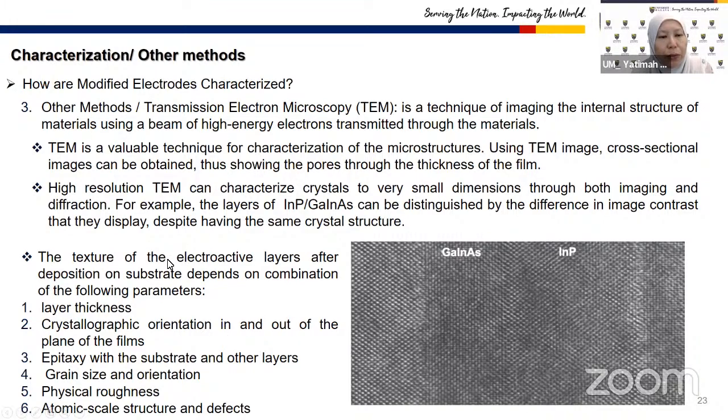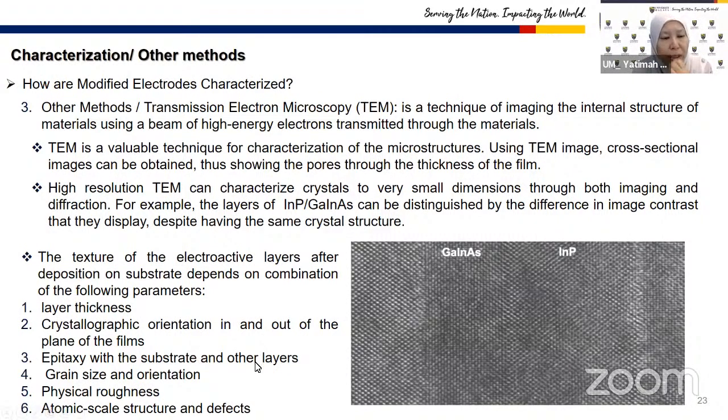So the texture of the electroactive layers after deposition on a substrate depends on a combination of the following parameters. One is the layer thickness. You can measure the layer thickness because it's cross-sectional. And then you can also look into the crystallographic orientation in and out of the plane of the films, because you can rotate and see different directions and orientations.